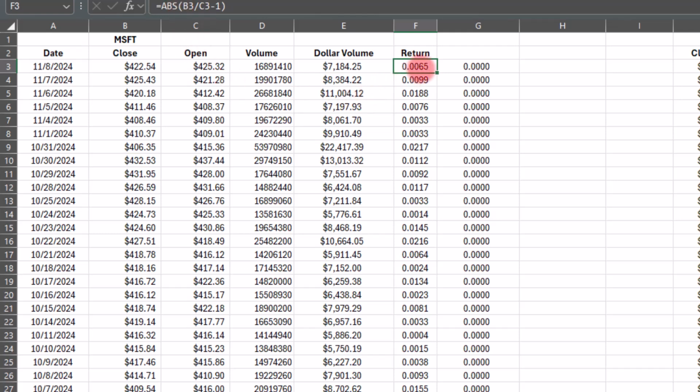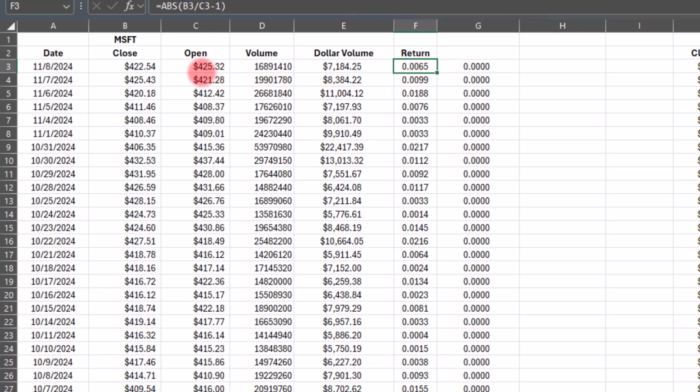So the return on that day was 0.0065 or 0.65%. So think about what this is telling you. The stock moved 0.65%, a little over a half a percent. Now, again, we don't know if that's up or down.